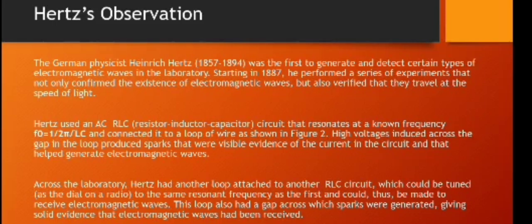Across the laboratory, Hertz had another loop attached to another RLC circuit, which could be tuned to the same resonance frequency as the first and could thus be made to receive electromagnetic waves. This loop also had a gap across which sparks were generated, giving solid evidence that electromagnetic waves had been received.